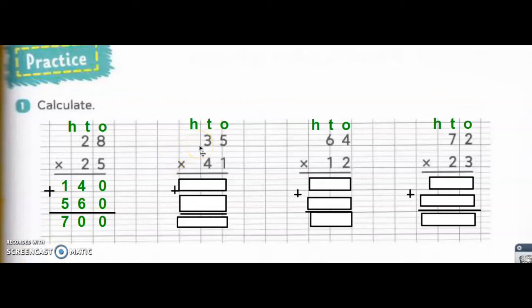Now to the second operation, 35 multiplied by 41. As I told you earlier, I multiply 1 by all of 35. So 1 times 5, 5. 1 times 3, 3. I'm done with the 1. Next number is 4. 4 multiplied by all of 35, not only the tens. 4 times 5, which is 20. 4 times 3, 12.